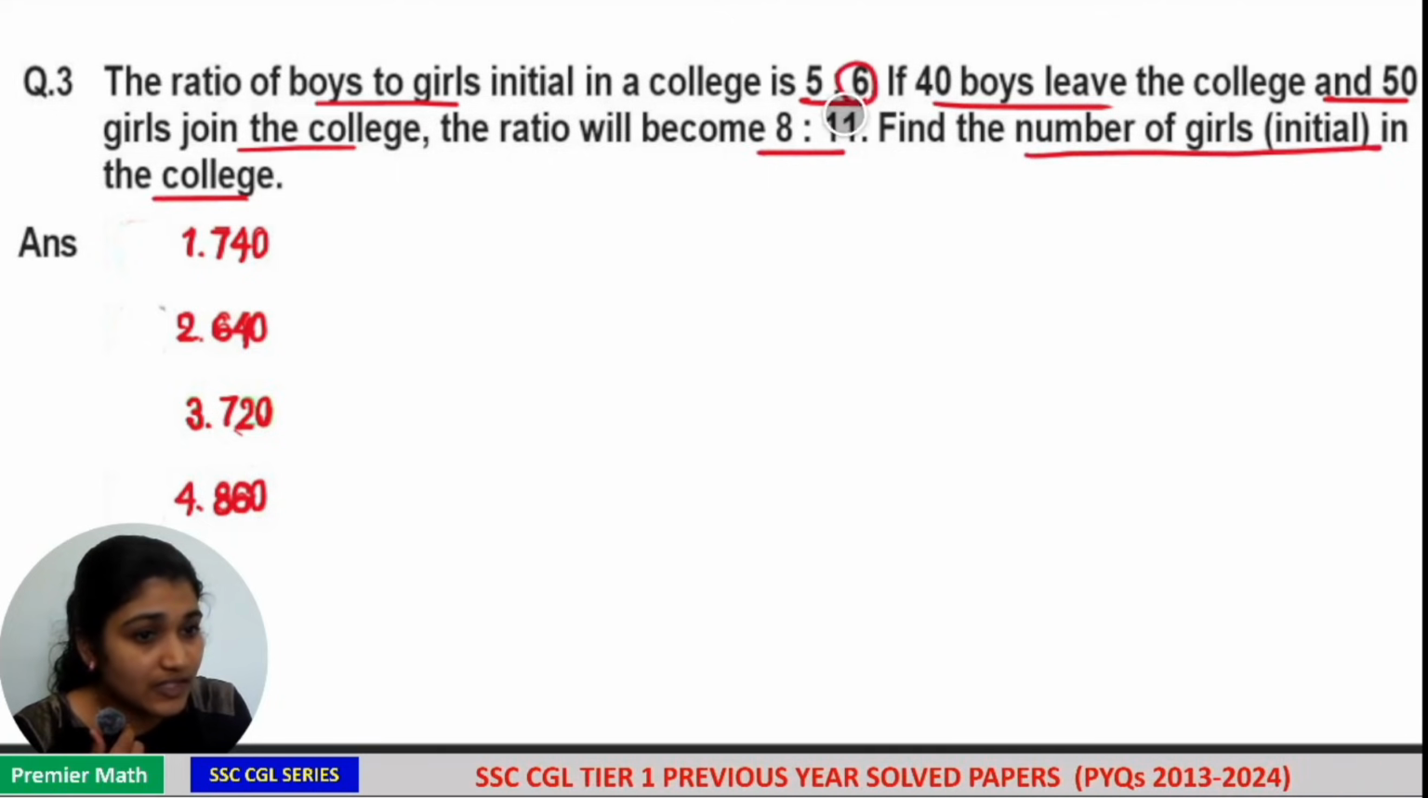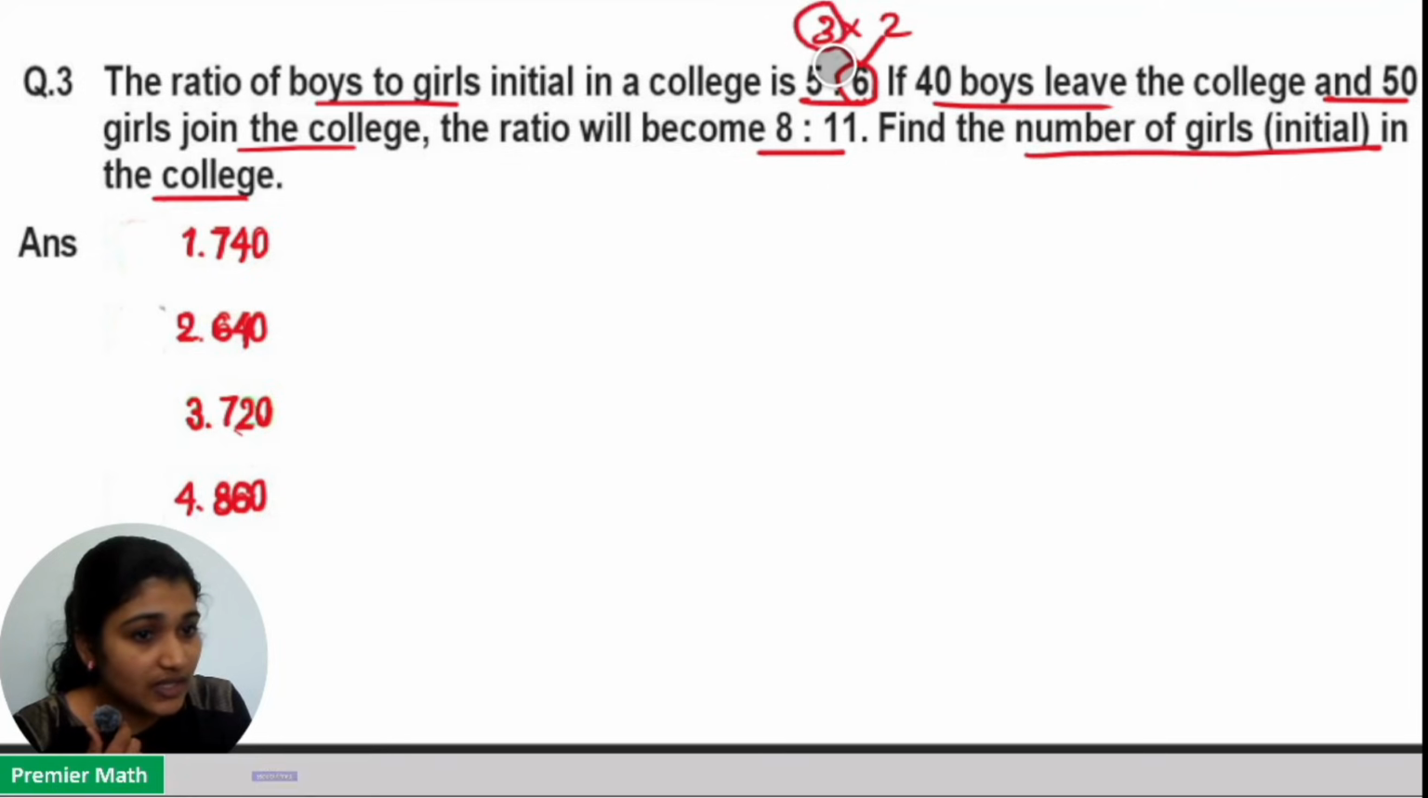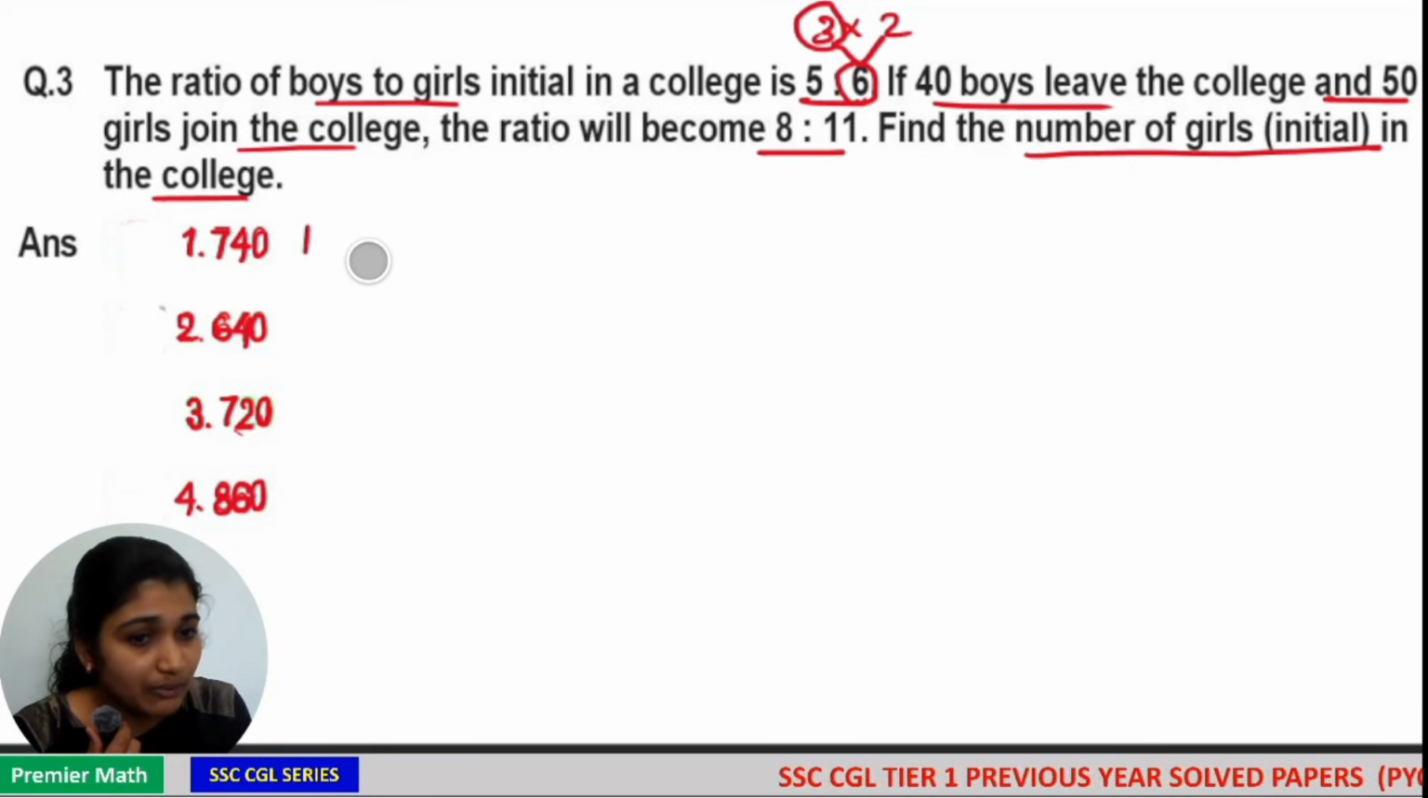Initially the number of girls was 6 parts. 6 parts means 3 into 2 is 6. So the number of girls initially is a multiple of 3. Check for multiples of 3. When a number is divisible by 3, its digital sum should be a multiple of 3.